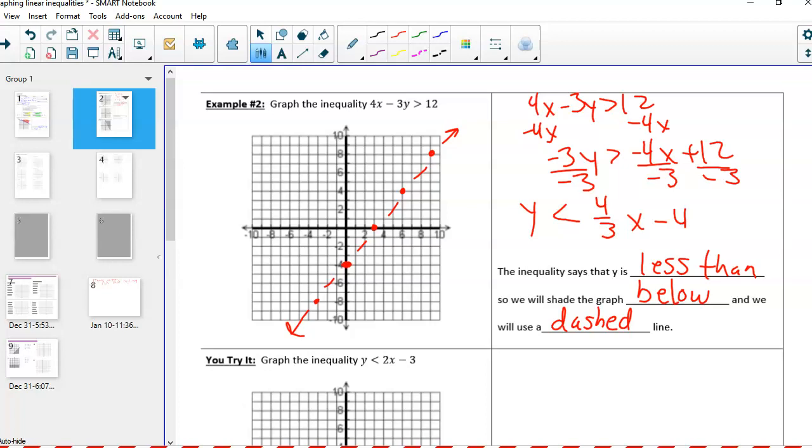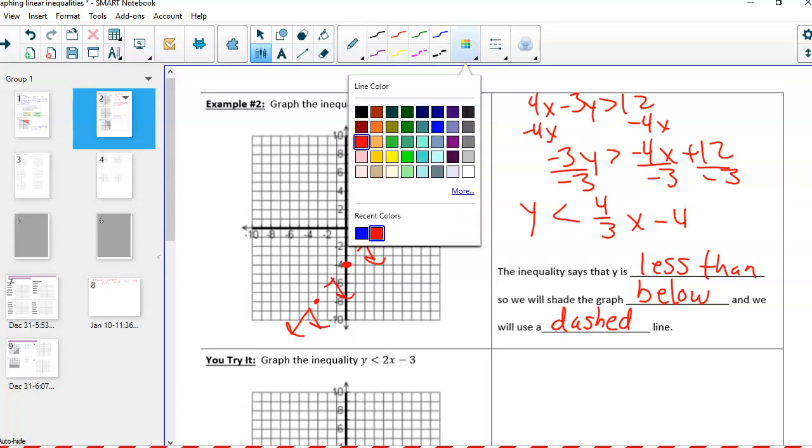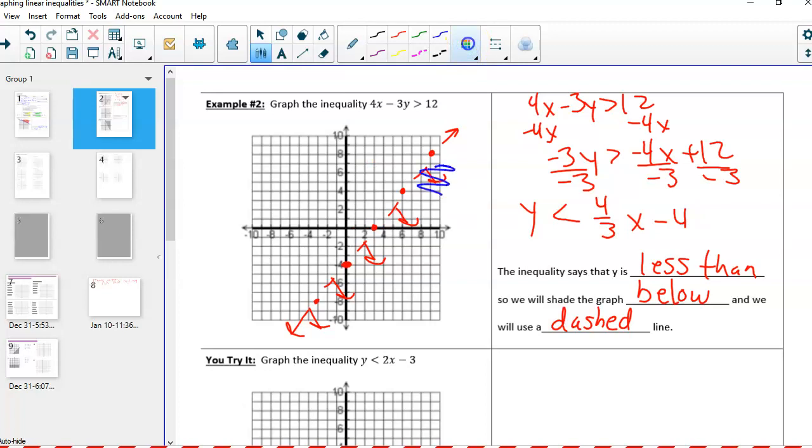And then, since we're shading below this line, if it helps, draw arrows to show you which direction to shade, and shade in that direction. How do you know it's going to shade below? Because it's less than.